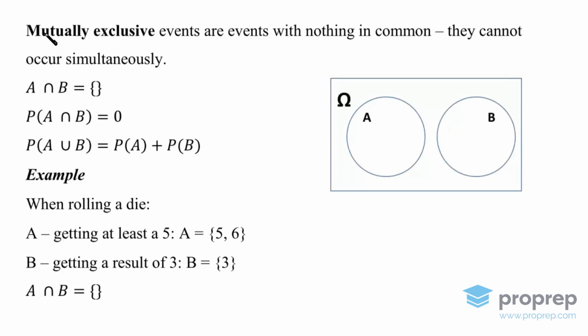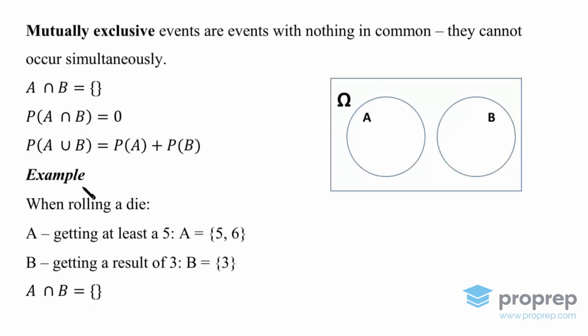The next thing that I want to talk about are mutually exclusive events. Now, these events have nothing in common whatsoever. They can't occur simultaneously. Let's look at the Venn diagrams. You see here that we have two events in the sample space, and there's no intersection between them. Right? So let's just take a look at an example here.